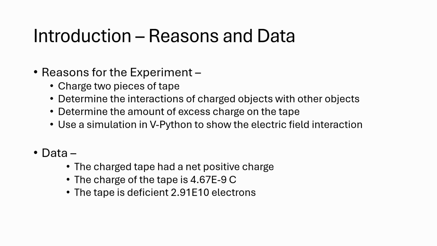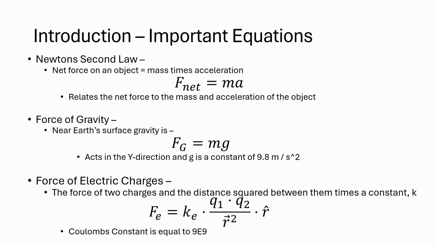The data that we collected is the charged tape had a net positive charge. The charged tape is 4.67 times 10 to the negative 9 coulombs, or 4.67 nanocoulombs. The tape is deficient 2.91 times 10 to the 10 electrons.